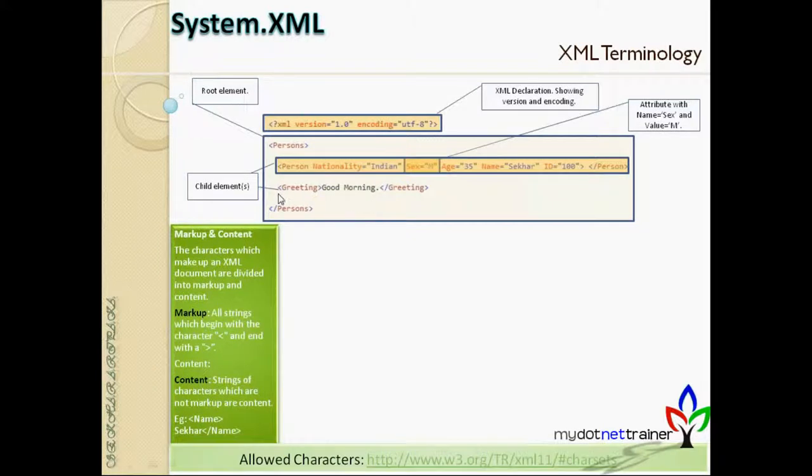The markup is with the angle brackets. You always see the markup and the content. The content between the two markups is the content. So the XML document, in general, has markup and content.